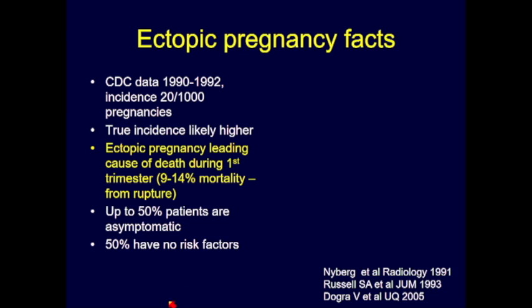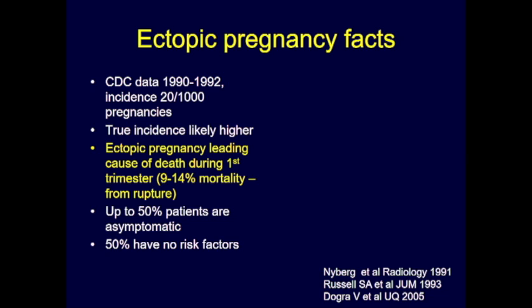So a few more ectopic pregnancy facts. Ectopic pregnancy is not that common. It is about 2% of all pregnancies, but the true incidence is likely higher. Most important to know is that ectopic pregnancy is the leading cause of death in the first trimester, up to 9 to 14% mortality from rupture of the pregnancy.